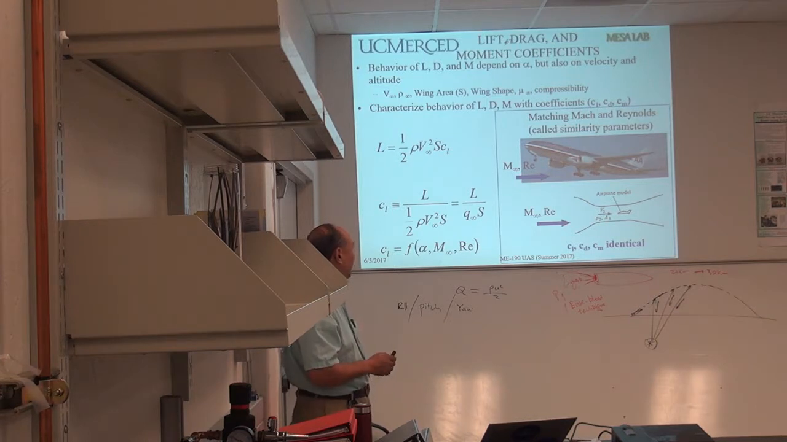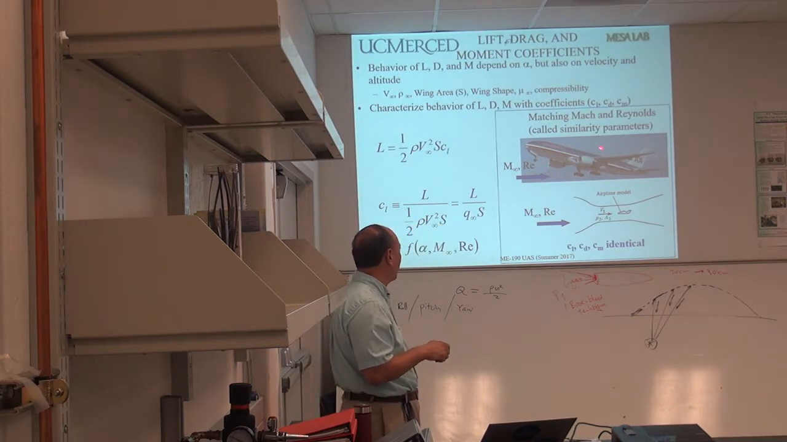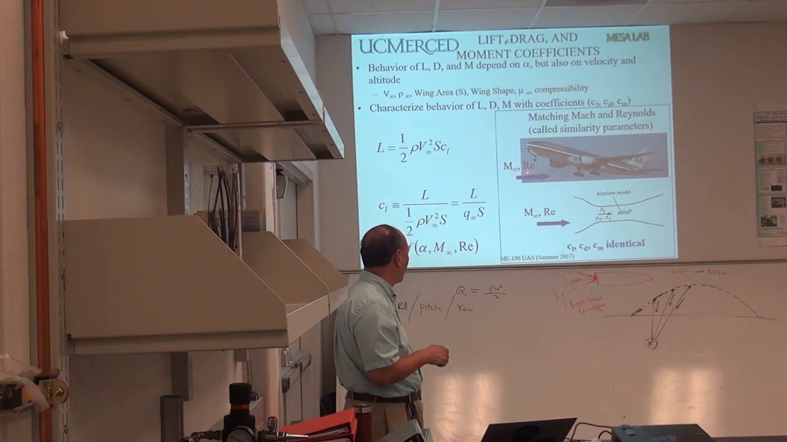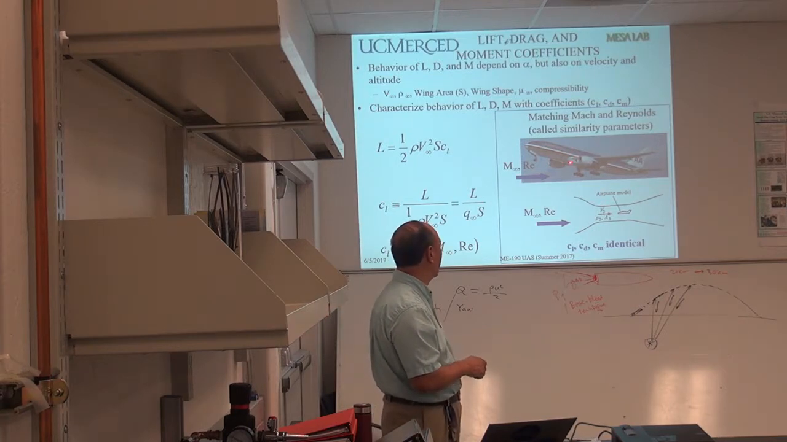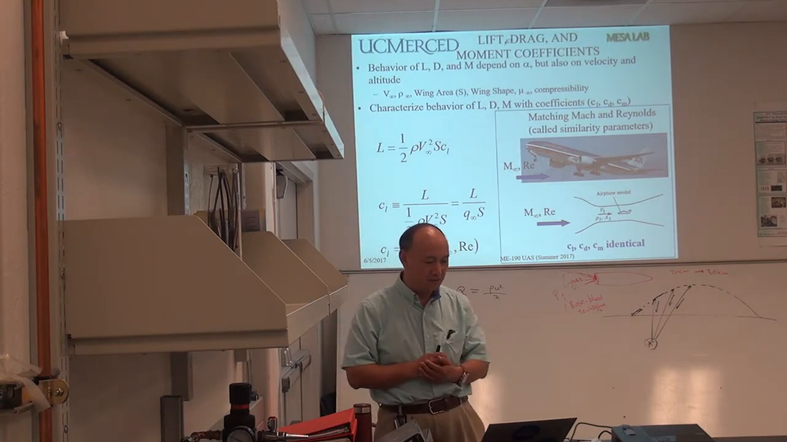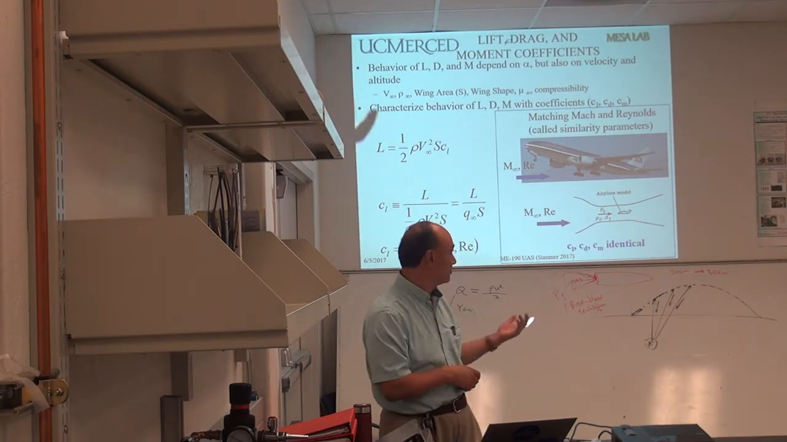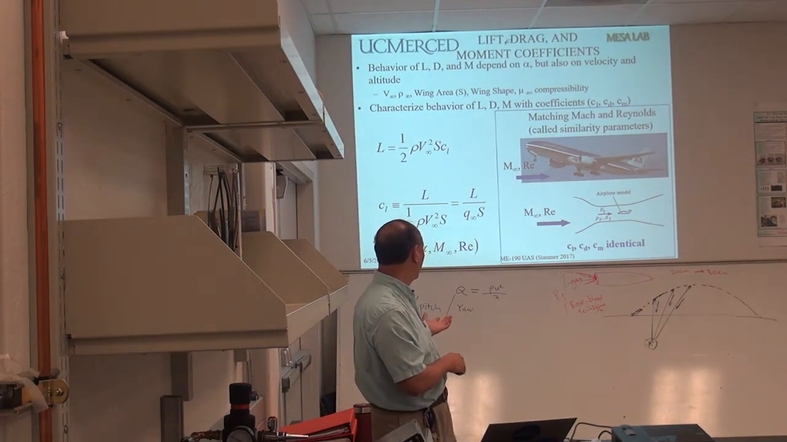As I said, there are two similarity parameters. The real aircraft is subject to the Mach number and the Reynolds number. If these two numbers are the same in the wind tunnel experiment, then the experiment can be reliably used as a real full model. Then the CL, CD, CM should be identical, because of that equation definition.